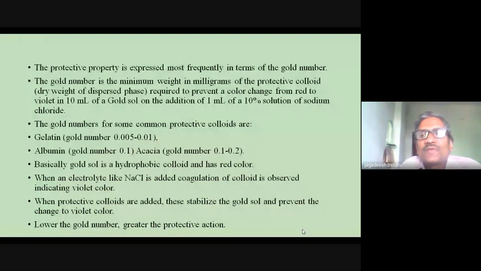It means if your sol form is changed to the colloidal form, there is a change in the system and the stability of your colloid. So we check how much is needed to prevent the color change from red to violet in 10 ml of the gold solution on addition of 1 ml of 10% solution of sodium chloride. We are adding the salt to have the precipitating effect, the electrolyte effect, on the hydrophobic colloids.